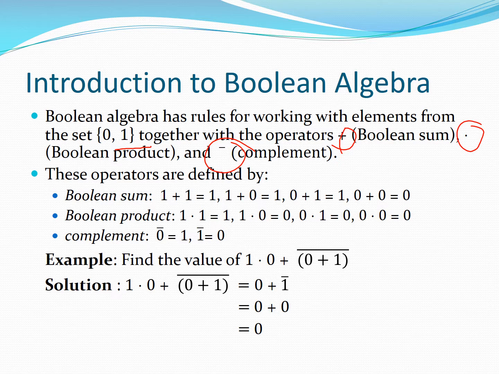So now let's look at the Boolean product. So if you multiply two ones, you get a 1. But if you multiply a 1 with a 0, a 0 with a 1, or a 0 with a 0, you always end up with a 0.